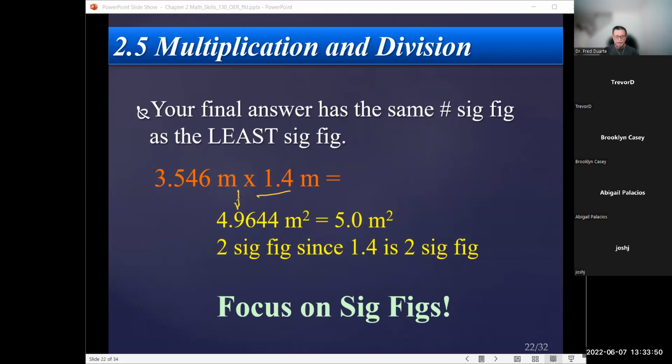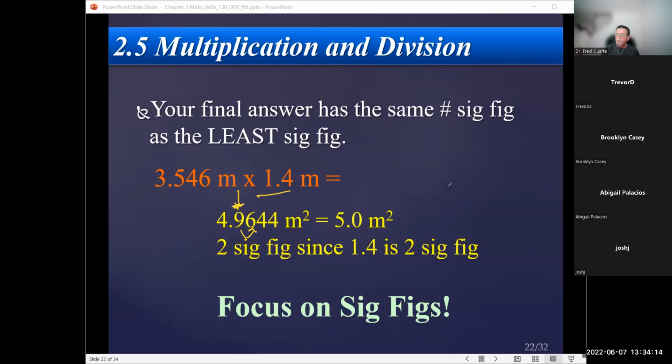So that means that that's the 9, okay? We look at the neighbor, which is a 6, which is based on the rules. That means that the 9 gets bumped up to 10. So we're going to have to carry the 1 to 5. So our answer is 5.0. And don't forget the units, okay?